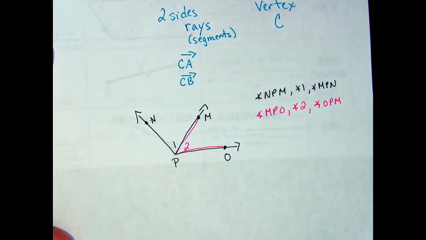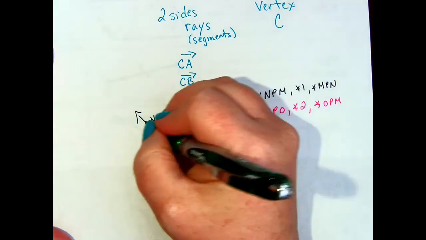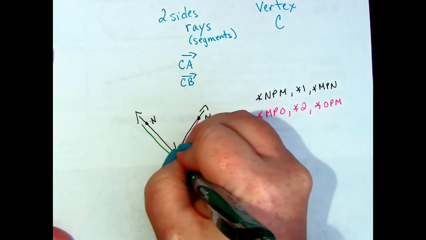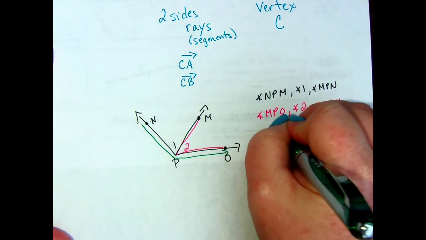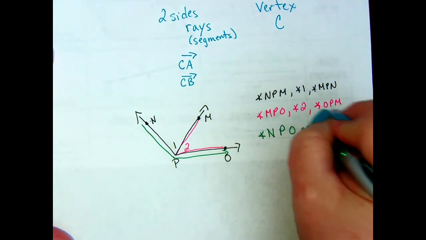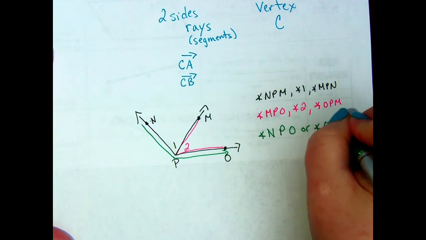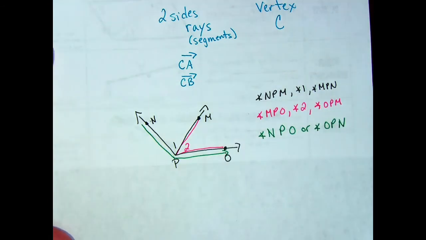And finally, we have our largest angle, which is angle NPO, or, if I reverse the order, angle OPN. Please note that I do not call this angle 3, as I never add those numbers together to get a bigger angle.